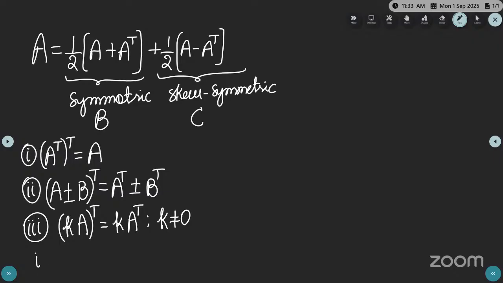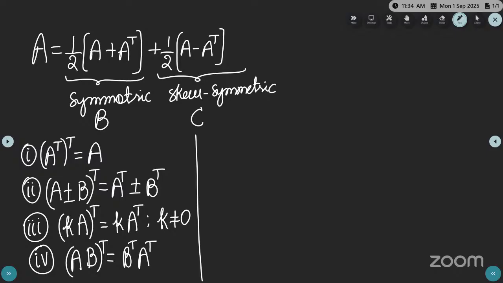Next, (AB) whole transpose equals B transpose A transpose.